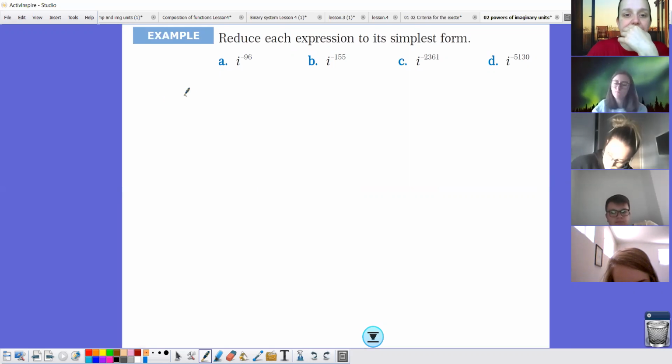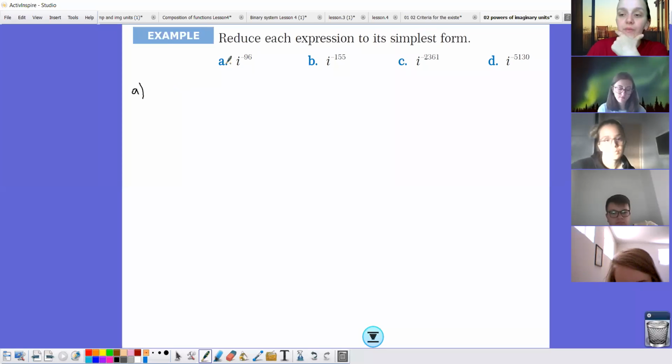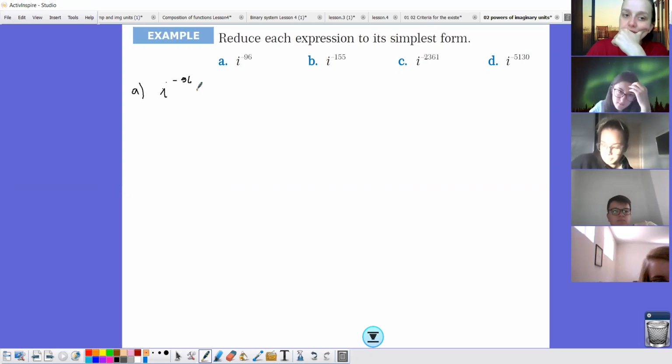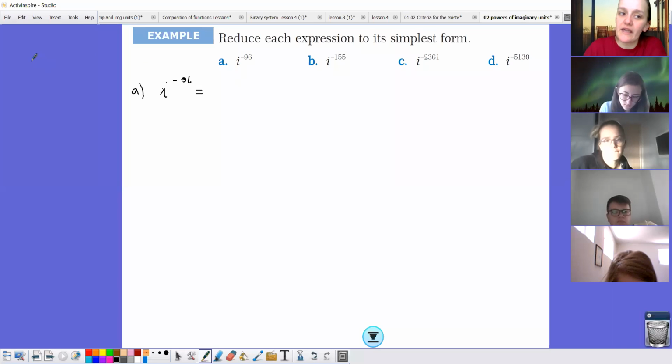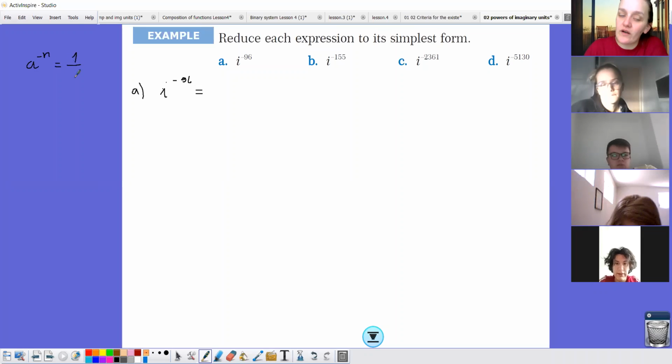What we'll do, I to the power of minus 96. Firstly, you need to write the power as a positive power, okay? I to the power of minus 96 is equal to, how can I write this as a positive power? When we had a negative power, do you remember? A to the power of minus n is 1 over a to the power of n. So it's 1 over I to the power of 96.